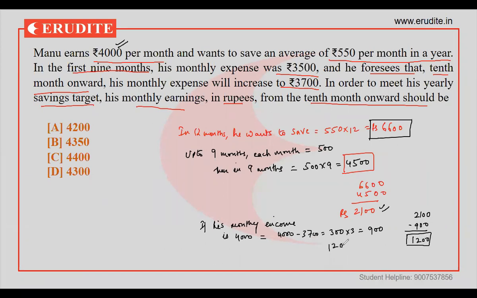So if I'm going to divide 1200 equally in 3 months, that is 400 he has to save extra in each month. That means his monthly income from the 10th month should be 4000 plus 400 extra. That means 4400. So his answer is option number C. I hope so that it is clear to everyone. Thank you.